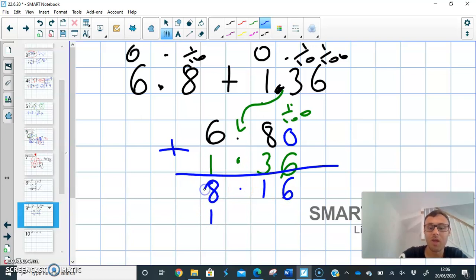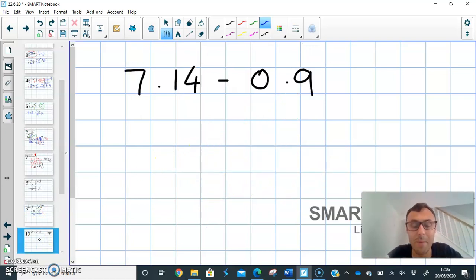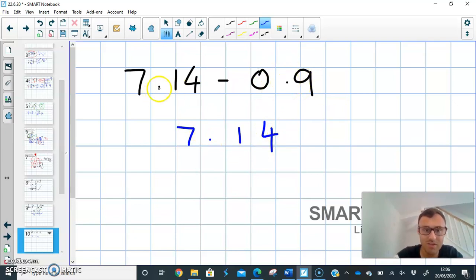6, 7, 8, so it becomes 8.16. Okay, remember your decimals need to line up. 7.14 take away 0.9. Again, same thing, except we're going to do our subtraction. So 7.14, each number needs to be in its own box, and then I need to copy the 0.9, remembering that this decimal needs to be under this decimal.